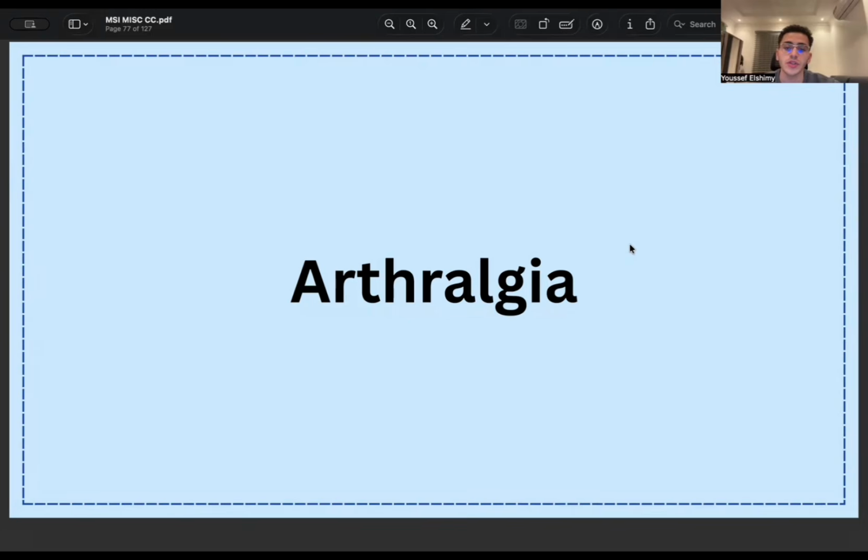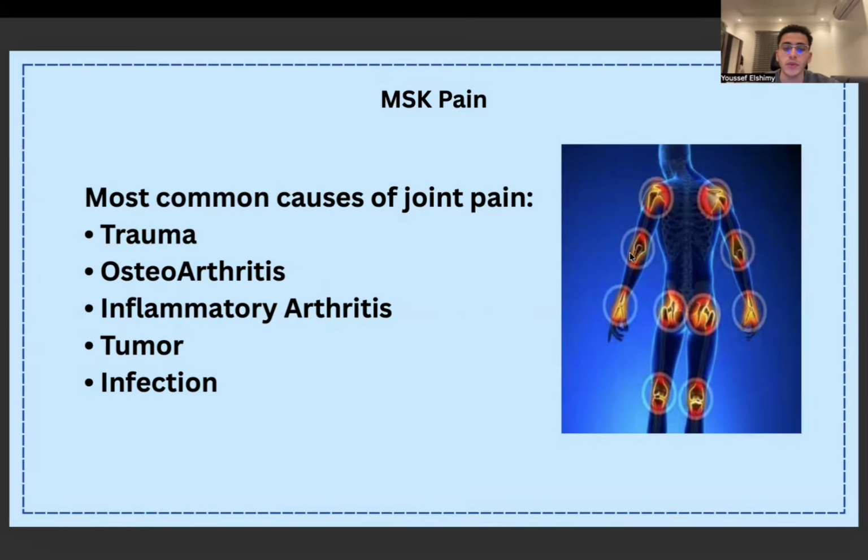Moving on to arthralgia. What is arthralgia? It's basically pain of the joints. So, what are the most common causes of joint pain? It includes trauma, osteoarthritis, inflammatory arthritis, tumor, and infection. And how can we know the underlying cause of the joint pain? Of course, we have to start with history taking as well as physical examination because they are considered 90% of getting the diagnosis. And we just use imaging to confirm our differentials or our most probable diagnosis.